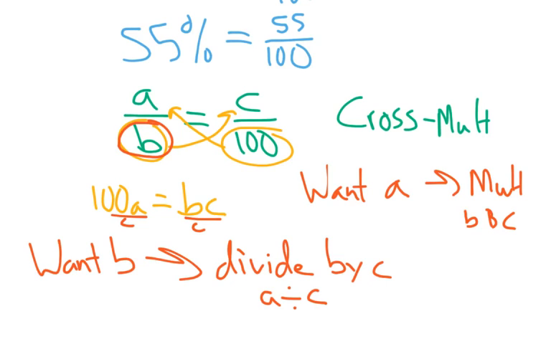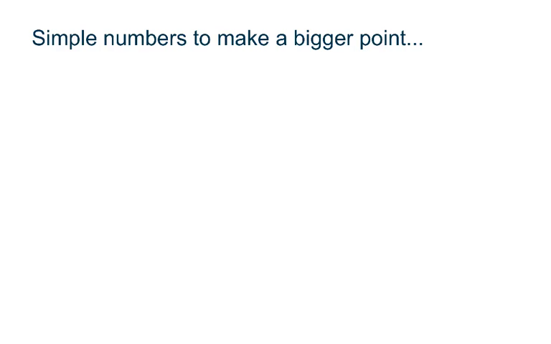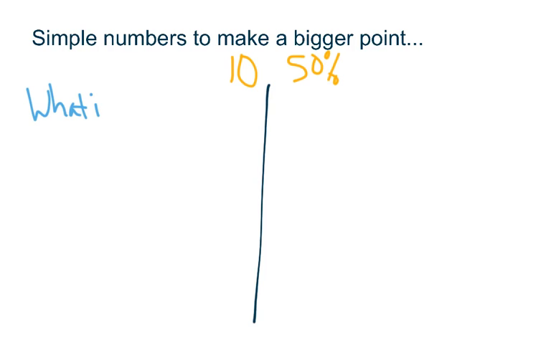And in fact, let me help you show why this works. So let's use some simple numbers to help make a bigger point. Let's say we're going to use the number 10. And we're going to use the number 50%. And what we're going to do is we're going to put a line in the middle. So let's say our first problem is, what is 50% of 10? Well, now, I think most of us know the answer off the top of our head. 50% of 10 is 5, because 50% is half. Half of 10 is 5.